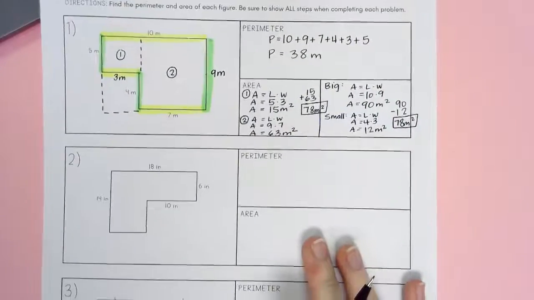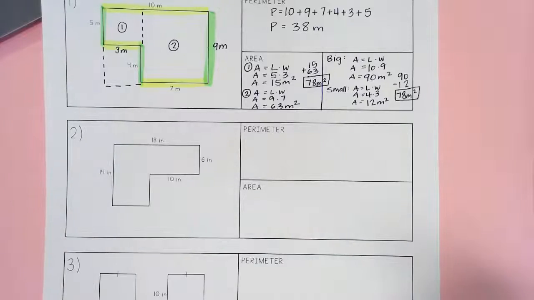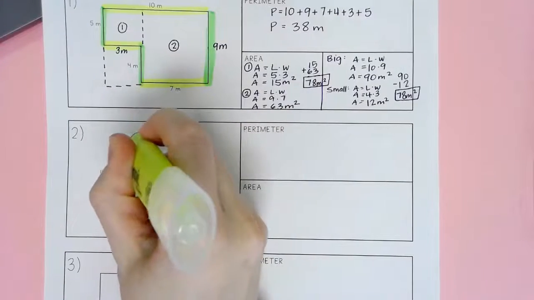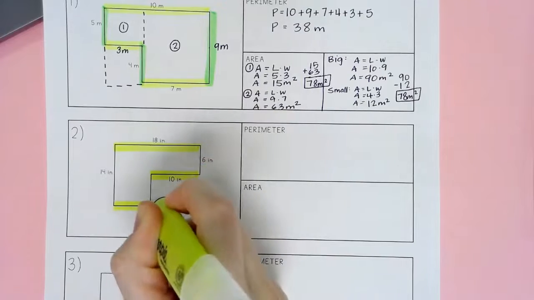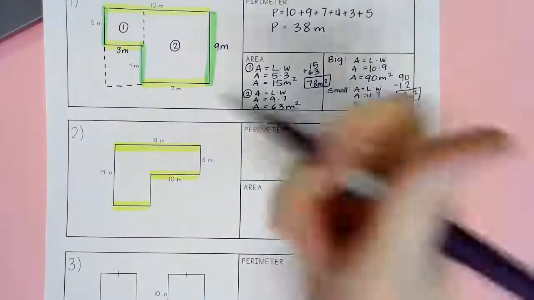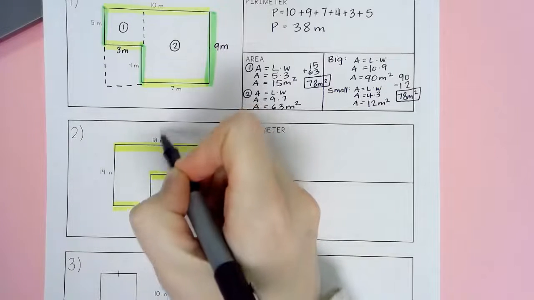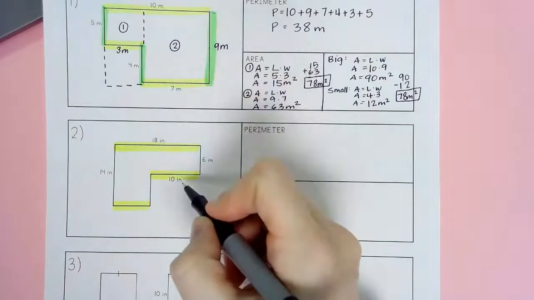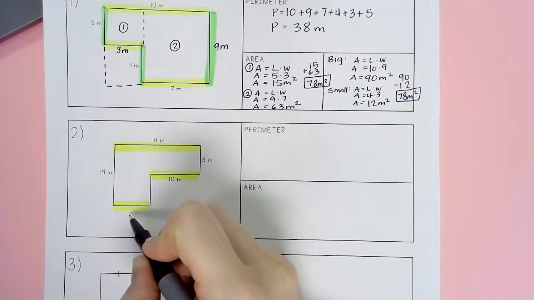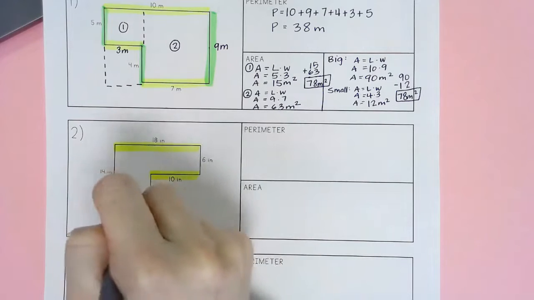Number 2, I'm going to first identify my missing sides. So I have 18, 10, and this one's missing. Well, what plus 10 gives me 18? Another way I could think of it is 18 minus 10 is what? So 18 minus 10 is 8, so I know that this is 8 inches.